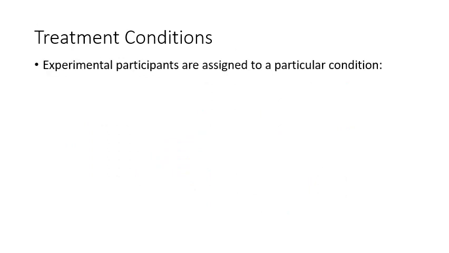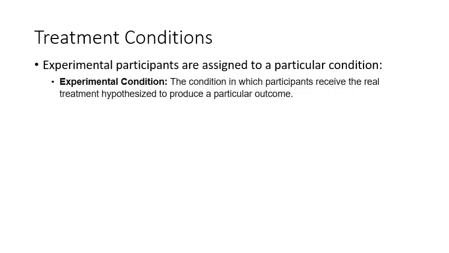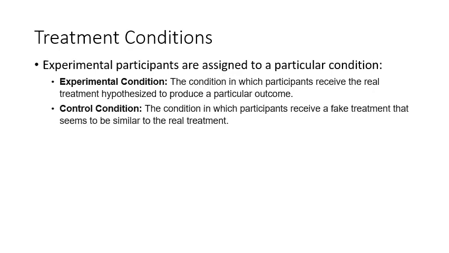Treatment conditions. So experimental participants will be randomly assigned to a particular condition, either the experimental condition, and that's the condition in which participants receive the real treatment, like let's say a medicine, hypothesized to produce a particular outcome like an improvement in health. And others will be randomly assigned to a control condition, and that's a condition in which participants receive a fake treatment that seems similar to the real treatment. A fake treatment that seems like a real treatment is called a placebo.